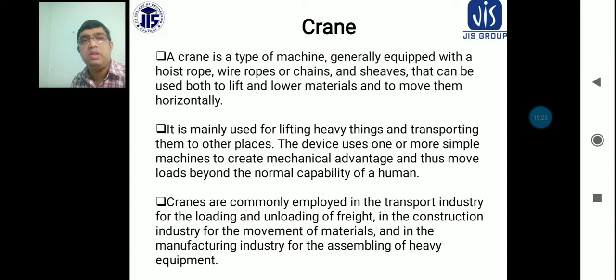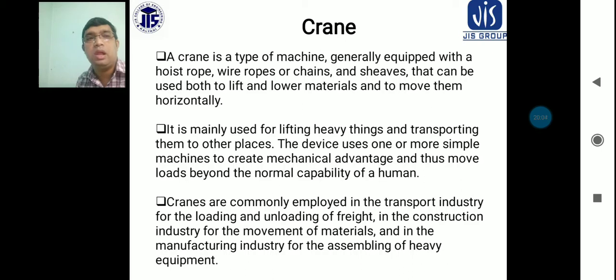People or human beings cannot easily transfer materials from the ship to trucks, so this can be done by cranes. Another thing we can see is in the construction industry, for example road construction, where the road will require compaction. The materials will be placed here, and for compaction of roads you have to apply different heavy weighted things. In these places you have to use the crane.